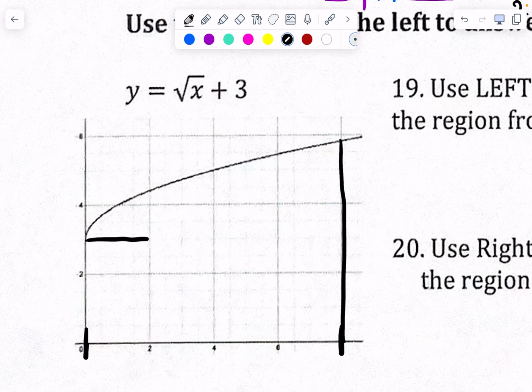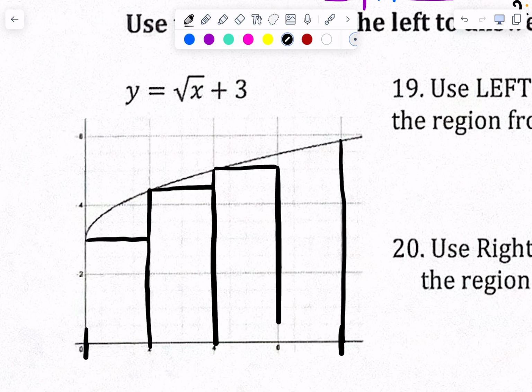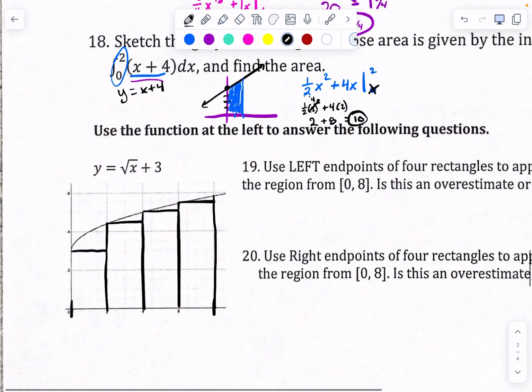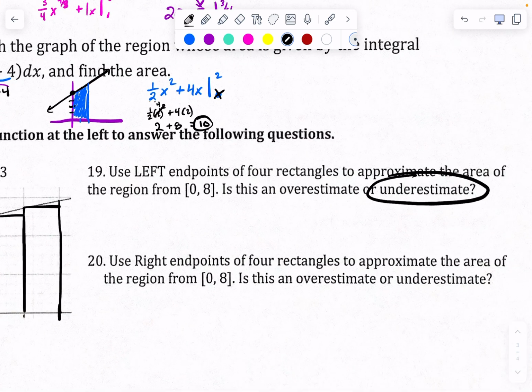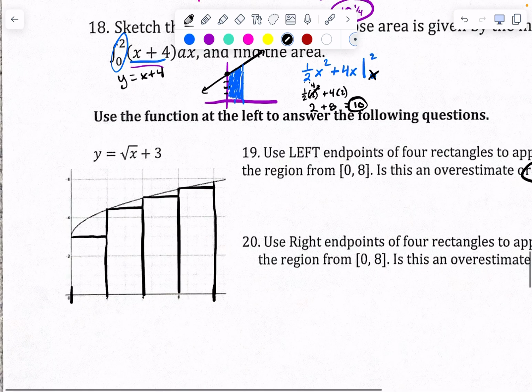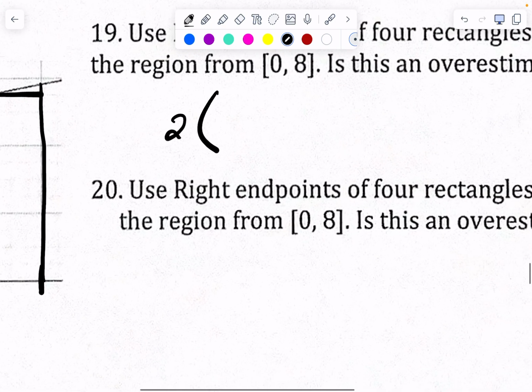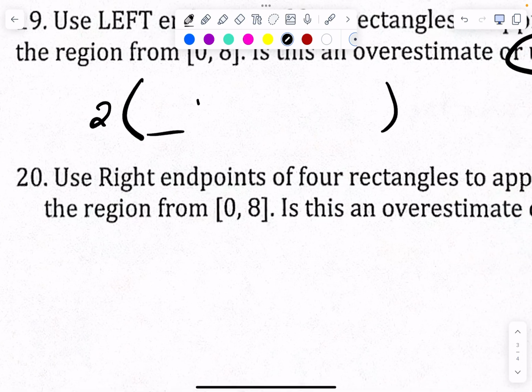Here's this guy. That's my left guy. And then here's another left guy, and here's another left guy, and here's another left guy. So, overestimate or underestimate for left? Under. I'm going to circle under. Okay. Now, each one has a base of 2, so I'm going to pull that 2 out front, right? Like base times height. Now I just have to do all the heights added together.